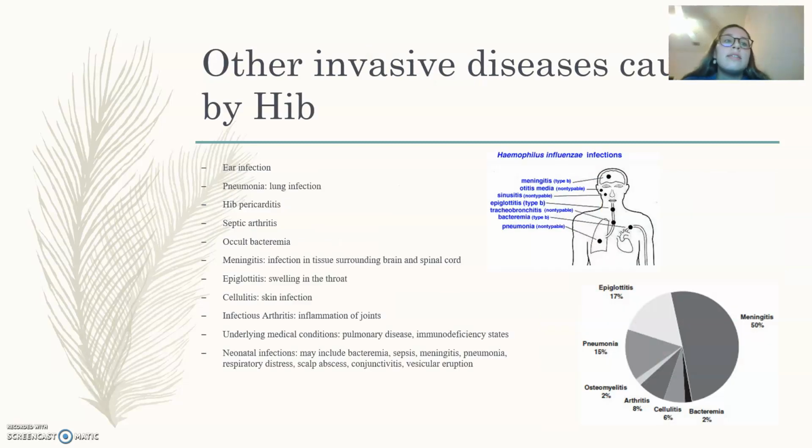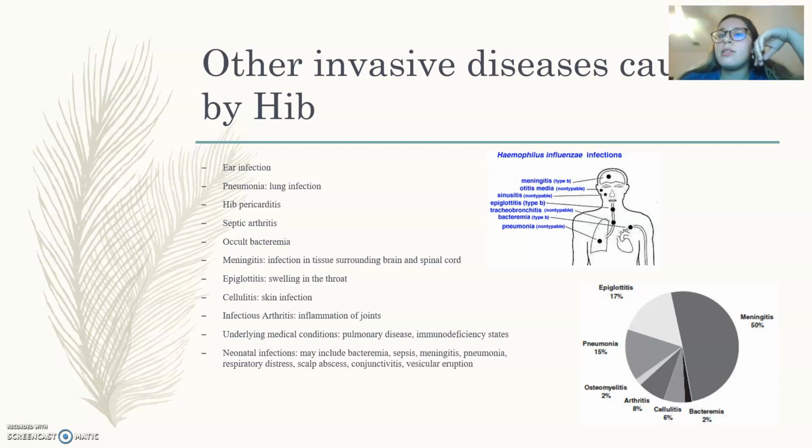So other invasive diseases that are caused by Hib, the main one is meningitis. That is the most deadly one because it can cause a bacterial infection in your brain. The picture on top describes certain areas where conditions can be caused by this bacteria, and the bottom picture shows which diseases are most prevalent when caused by Hib. So meningitis is the most prevalent.